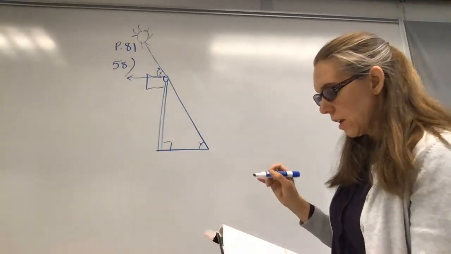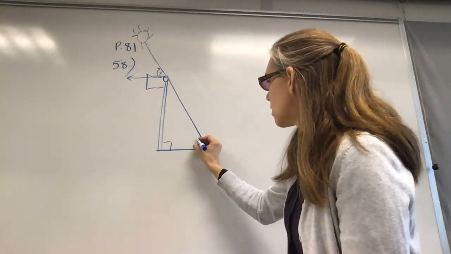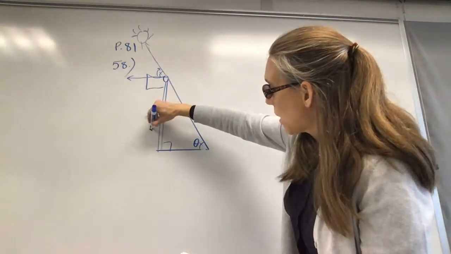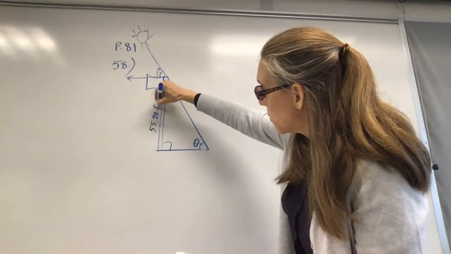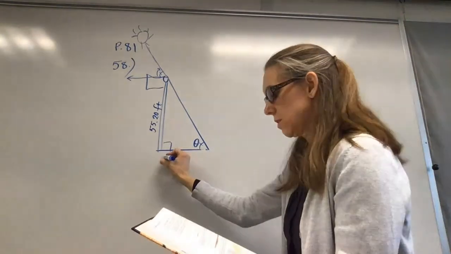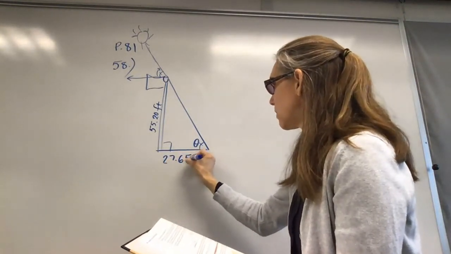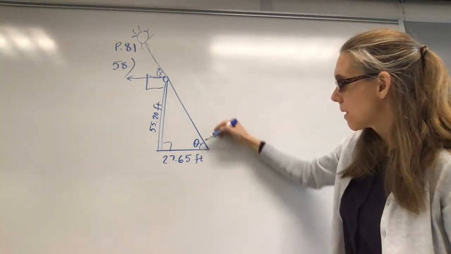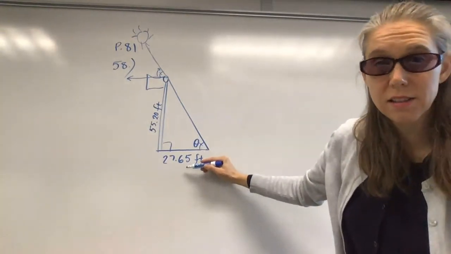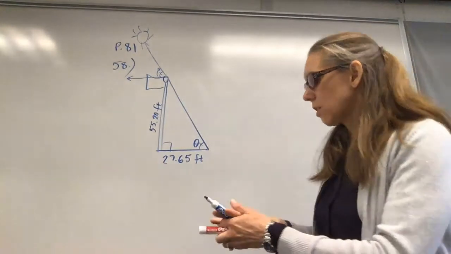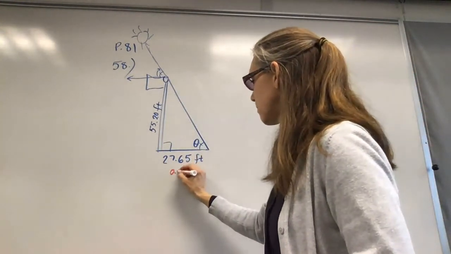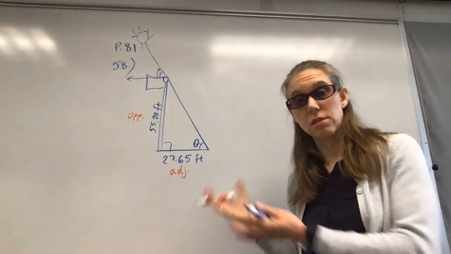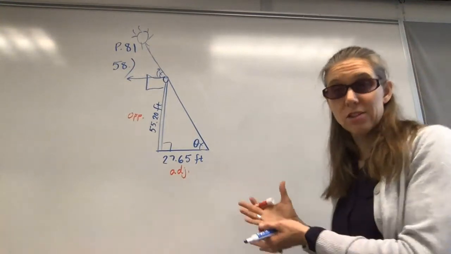So what we need to do is figure out what this angle is. I'll call it theta. So I need to label my sides. I have a flagpole that's 55.20 feet, and then I have a shadow that is 27.65 feet. So in relationship to this angle theta, this side right here would be the adjacent side, and then this side right here would be the opposite side. So here is adjacent, and here is opposite.